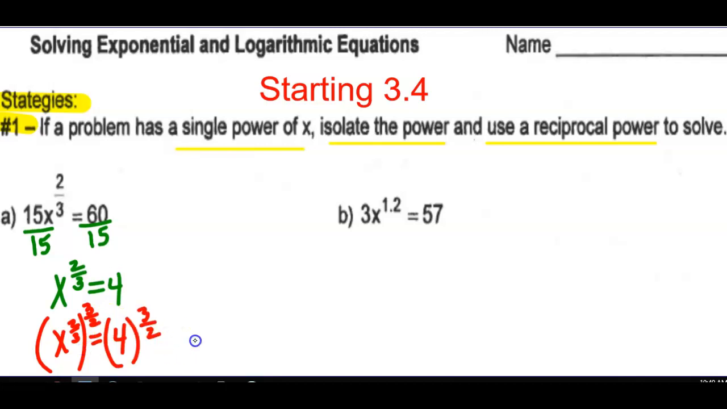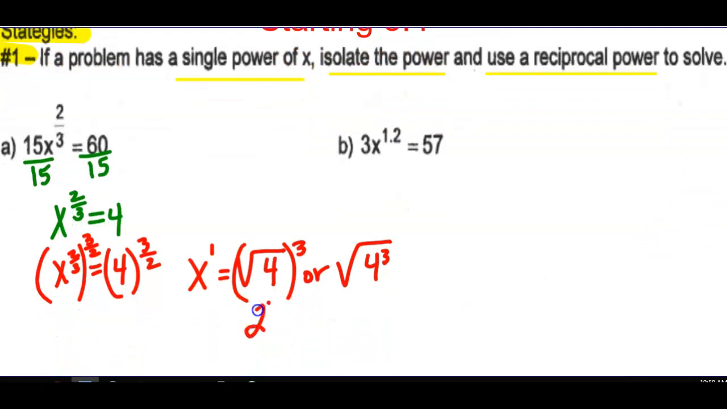Okay, so that becomes an x to the first because you multiply those and they undo each other. You get 6 over 6. And then over here, this is a square root and it is cubed. You can do that in either order. Now, if you do 4 cubed, it's 64. The square root of that is 8. Or the square root of 4 is 2, and 2 cubed is 8. Either way, the answer is x equals 8.